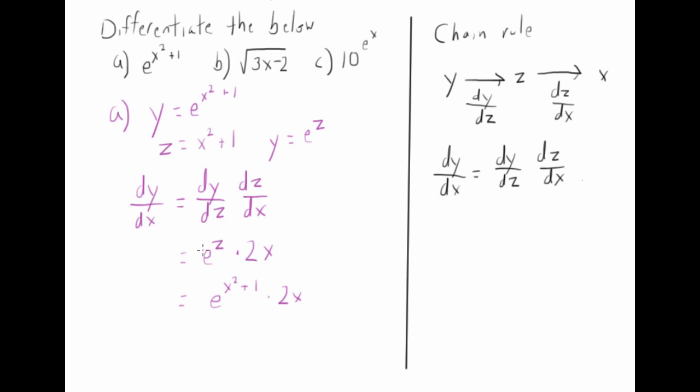In class, you'll hear me describe this as the derivative of e to the blah is e to the blah times the derivative of blah. That's exactly what happened here. We have e to the blah times the derivative of the exponent. Okay, let's do some more.